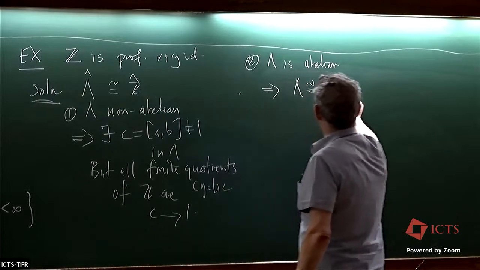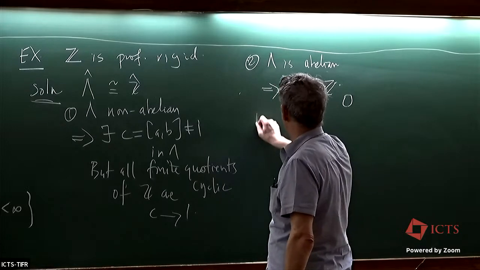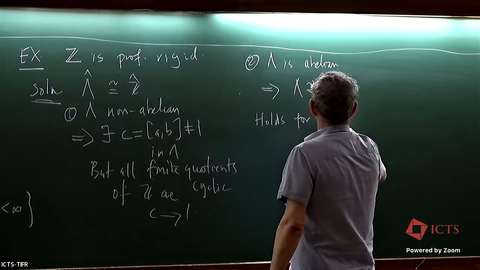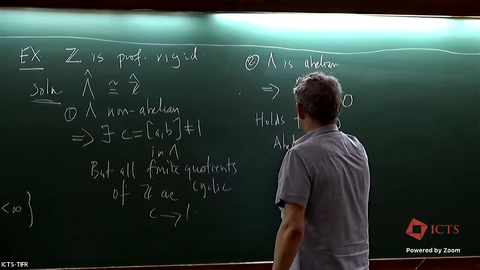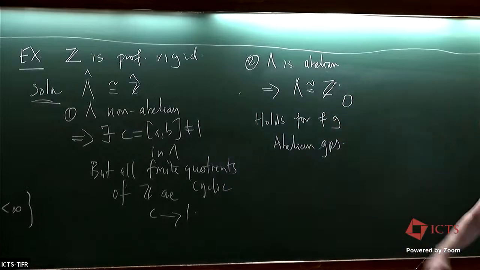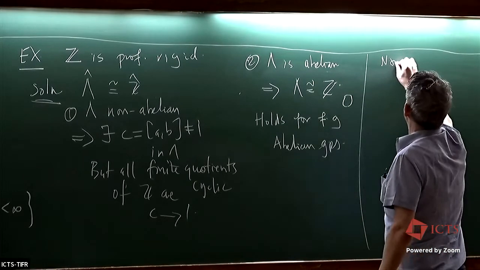And so there we go. That was easy. And in fact, you can see from here that this holds more generally for finitely generated abelian groups. So that's a class of groups that we've proven are profinitely rigid, albeit it wasn't very hard to prove that. On the other hand, I'm not going to get into this in any way.